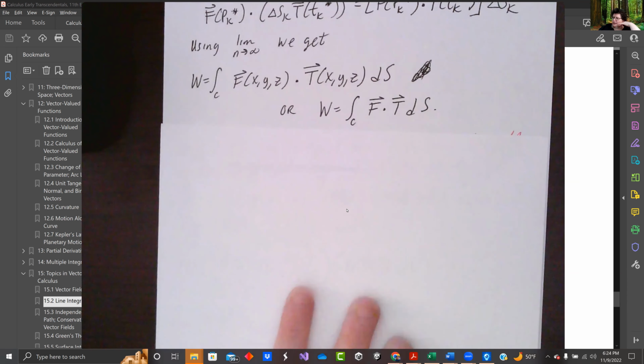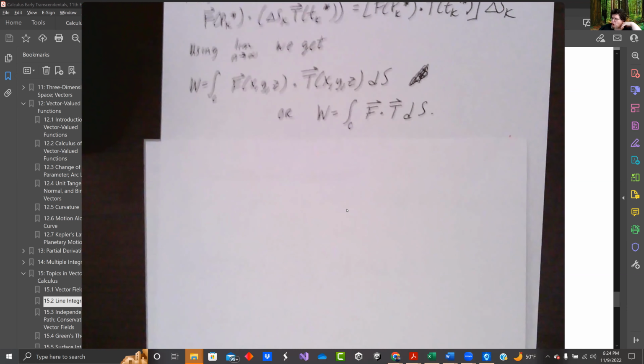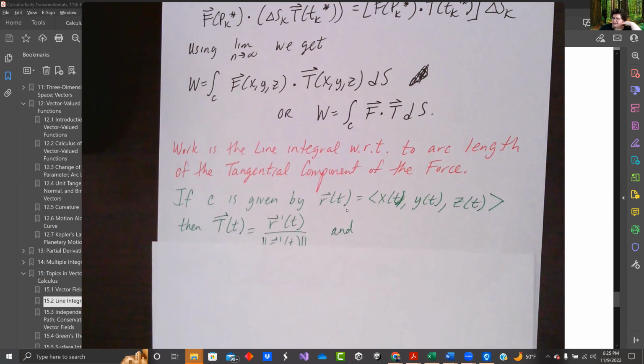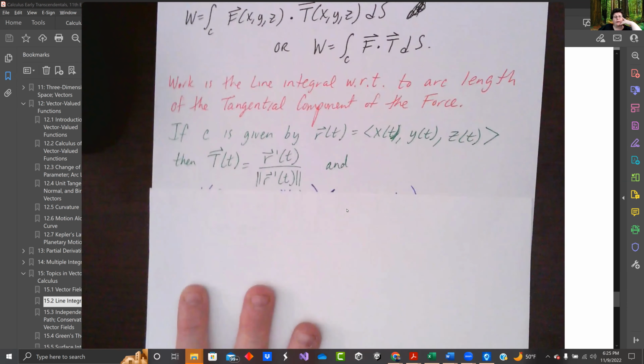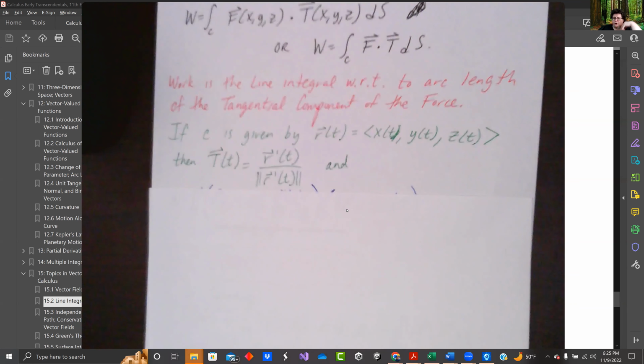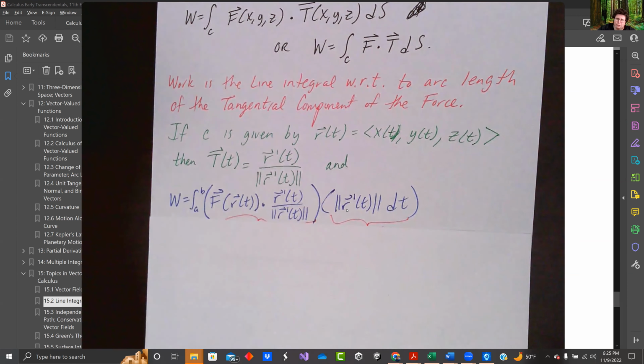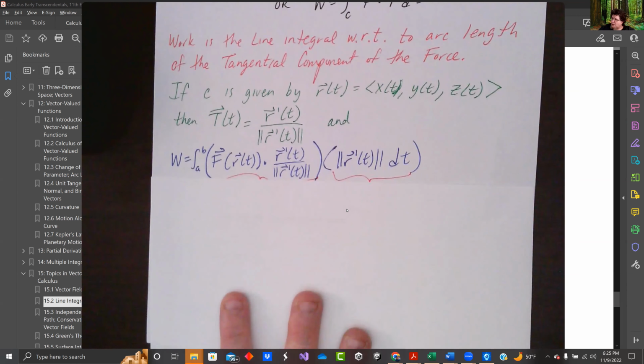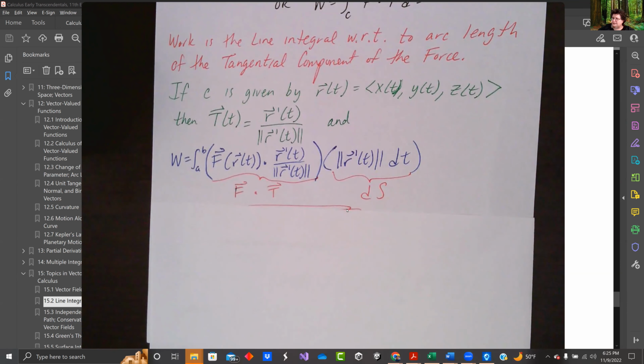Work is going to be force dotted with T. Recall that T is r prime over the magnitude of r prime. So we're doing the line integral with respect to the arc length of the tangential component of the force, which is how much is pushing us forward along that curve. We've got F dot T.